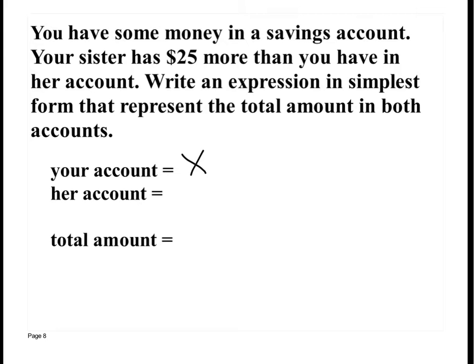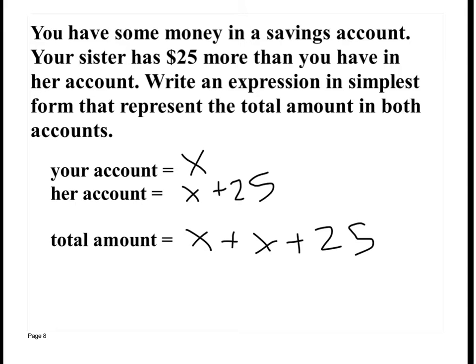So if I had $10, how much would she have? 35. If I had $25, how much would she have? 50. So what are you doing? You're adding 25 to me, to X. So her account is X plus 25. Now we're supposed to represent an expression that has both of these, the total amount. So my account plus her account. X plus X plus 25. Okay, and I'm supposed to write it in the simplest form.